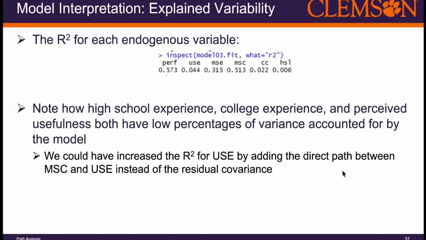Now, we could also get the R squared for each variable. This tells us how much variance we're accounting for in each. And remember, performance and usefulness were endogenous variables at the right-hand side of the path model. These were what we were trying to predict. We do a pretty good job predicting performance, R squared of 0.573, but predicting why someone would perceive mathematics to be useful is 0.044. So not as good about that. So there we have it.